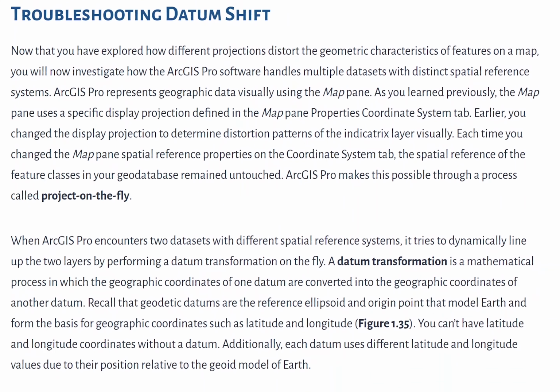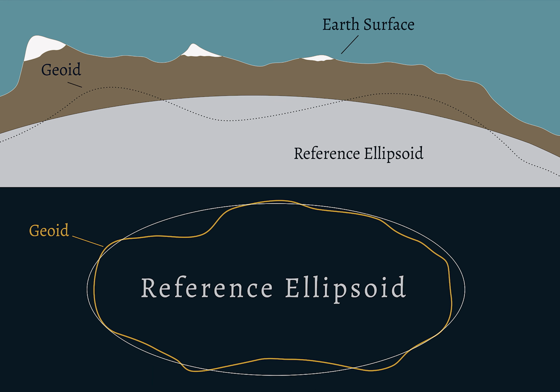Here is the problem. When ArcGIS Pro comes across two datasets that have different spatial reference systems, it automatically aligns these layers using a process called datum transformation. This transformation is a mathematical method where the geographic coordinates from one datum are converted into the coordinates of another datum. Remember, geodetic datums are essential for mapping. They consist of a reference ellipsoid and an origin point that together model the Earth. These datums form the foundation for geographic coordinates like latitude and longitude. Without a datum, these coordinates wouldn't exist.